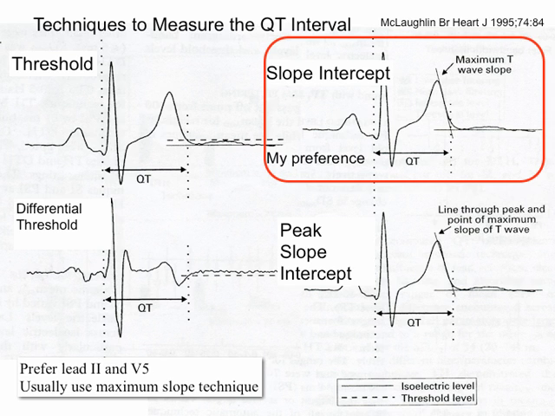There are two main techniques, and the one I suggest is the maximum slope illustrated at the top right. Here we simply draw a line on the steepest slope of the downslope of the T wave, and where that line intersects with the isoelectric line constitutes the end of the T wave.